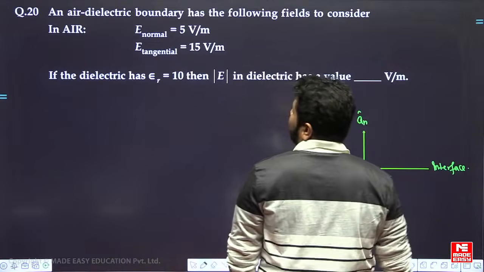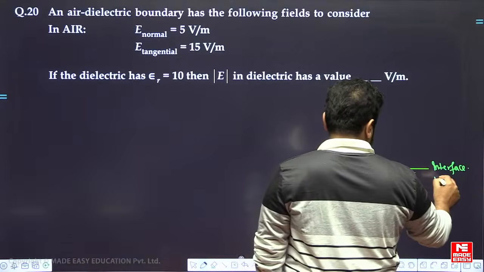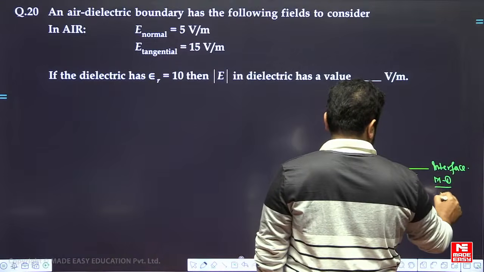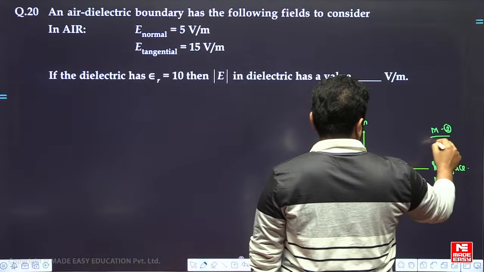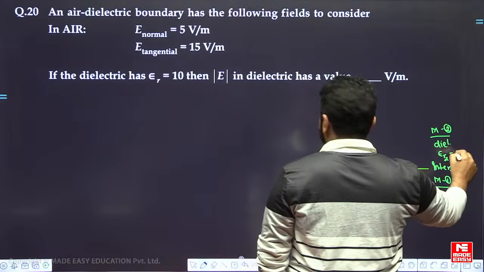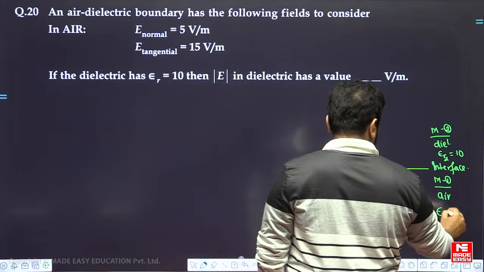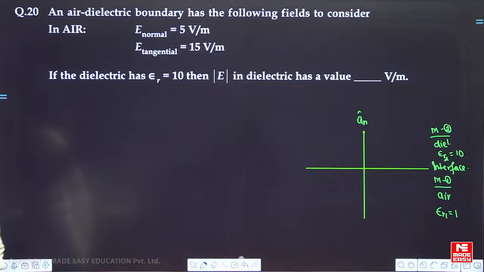What is given? Air dielectric. Let us say this is medium 1 and let us say this is air, not mentioned. I can take any one. Medium 2 and let us say this is the dielectric. In the dielectric, epsilon R2 value is given as 10 and here epsilon R1 value I have taken arbitrary, medium 1 below, medium 2 up. You could have taken it the other way also, right?